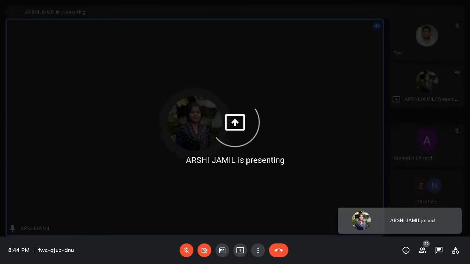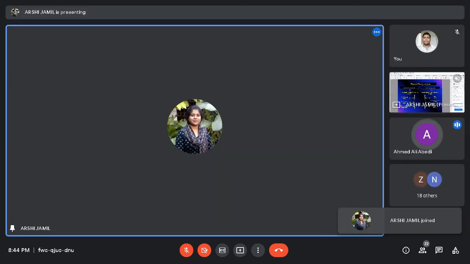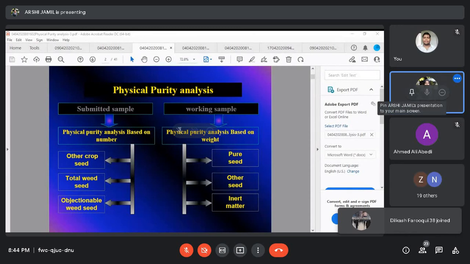Can you see it now? Physical purity analysis. Yes, ma'am. So in physical purity analysis, what do we do? Based on number and based on weight. So based on number, you have seen.